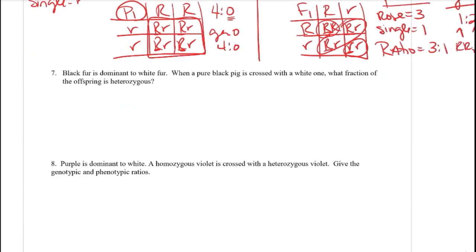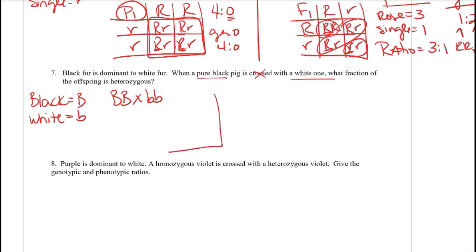We've got black fur is dominant to white fur. Pure black is crossed with white, and then it wants to know the fraction of offspring that's heterozygous. So fur color is my trait. I've got black. Let's just use bees again. And I've got white. Pure black is 2 capital B's. White, 2 lowercase b's. So 1 parent on the top, 1 on the side.